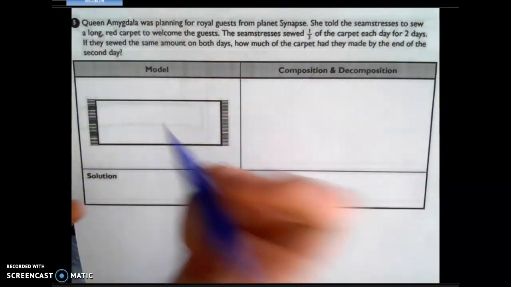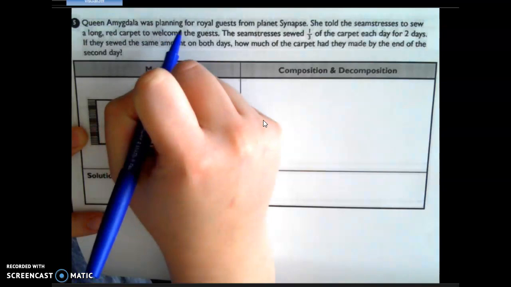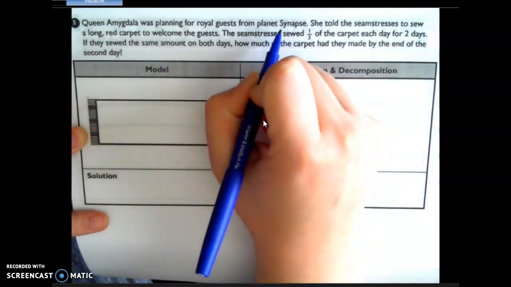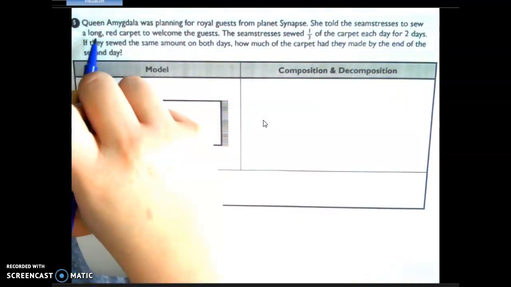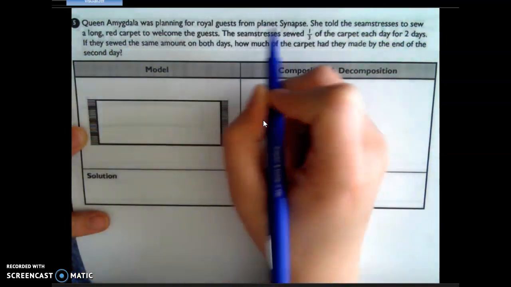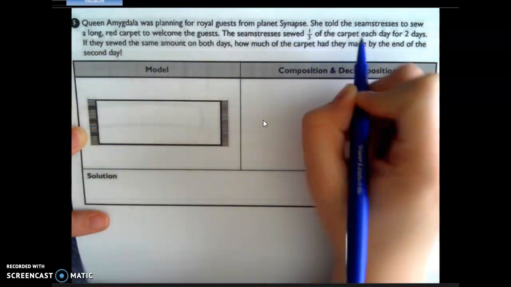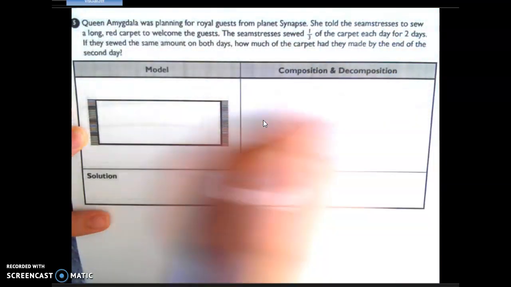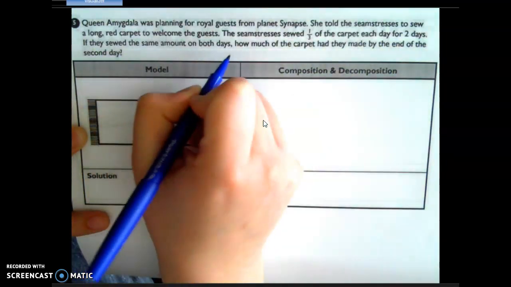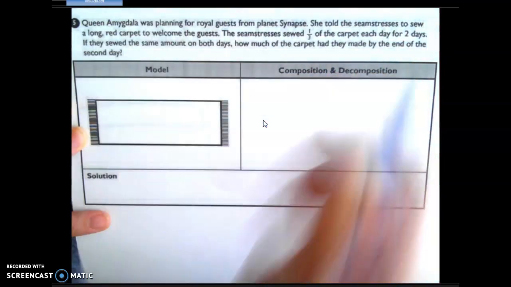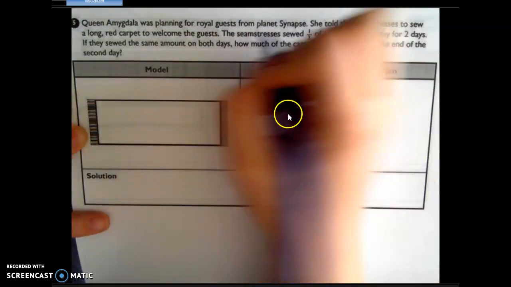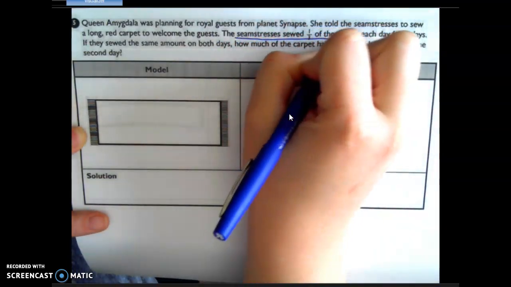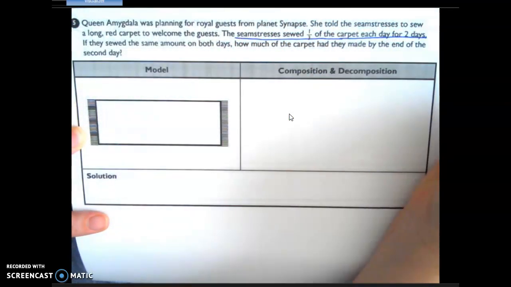Okay. Queen Amy Gadala was planning for royal guests from planet Snapsis. She told the seamstress to sew a long red carpet to welcome the guest. The seamstress sewed 1/3 of the carpet each day for 2 days. If they sewed the same amount on both days, how much of the carpet had they made by the end of the second day?